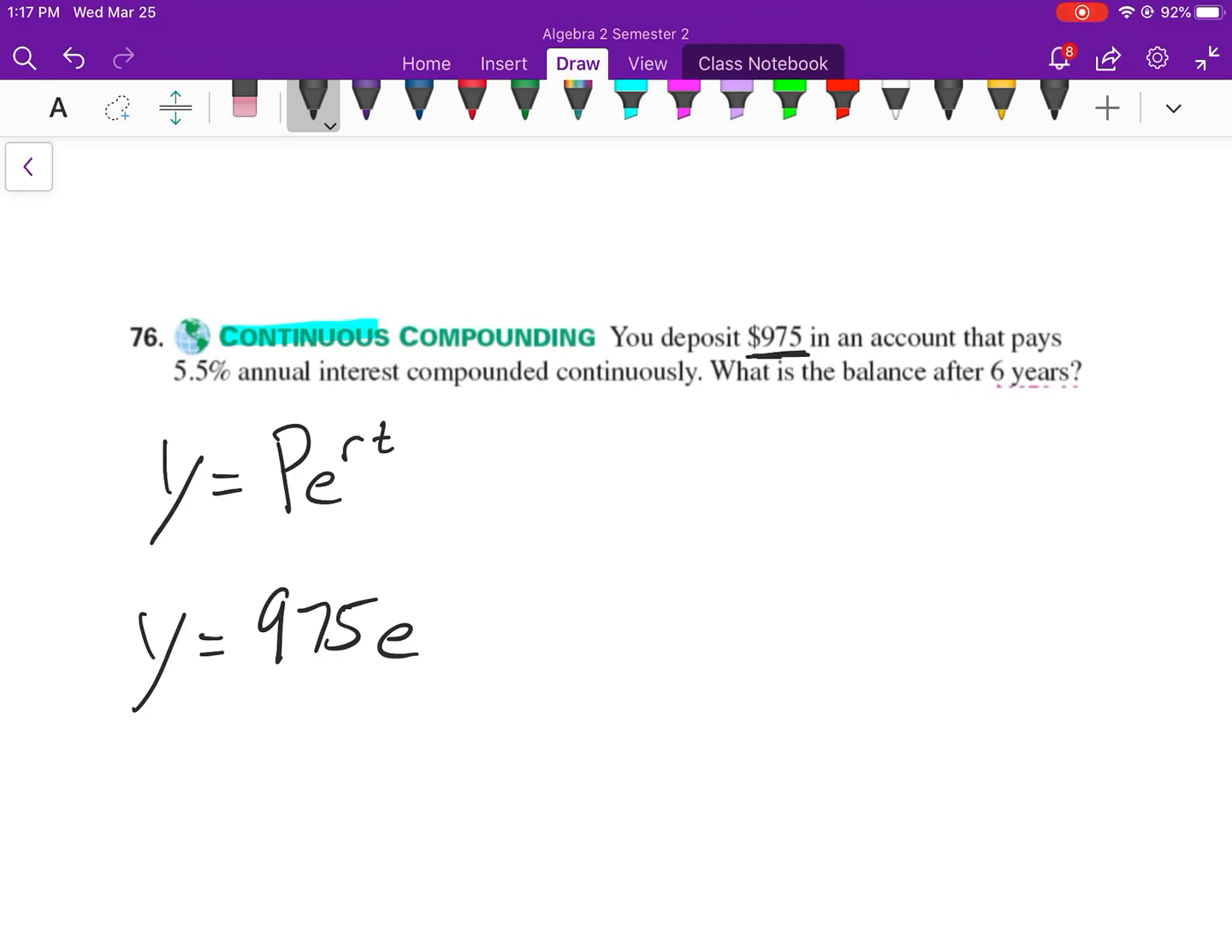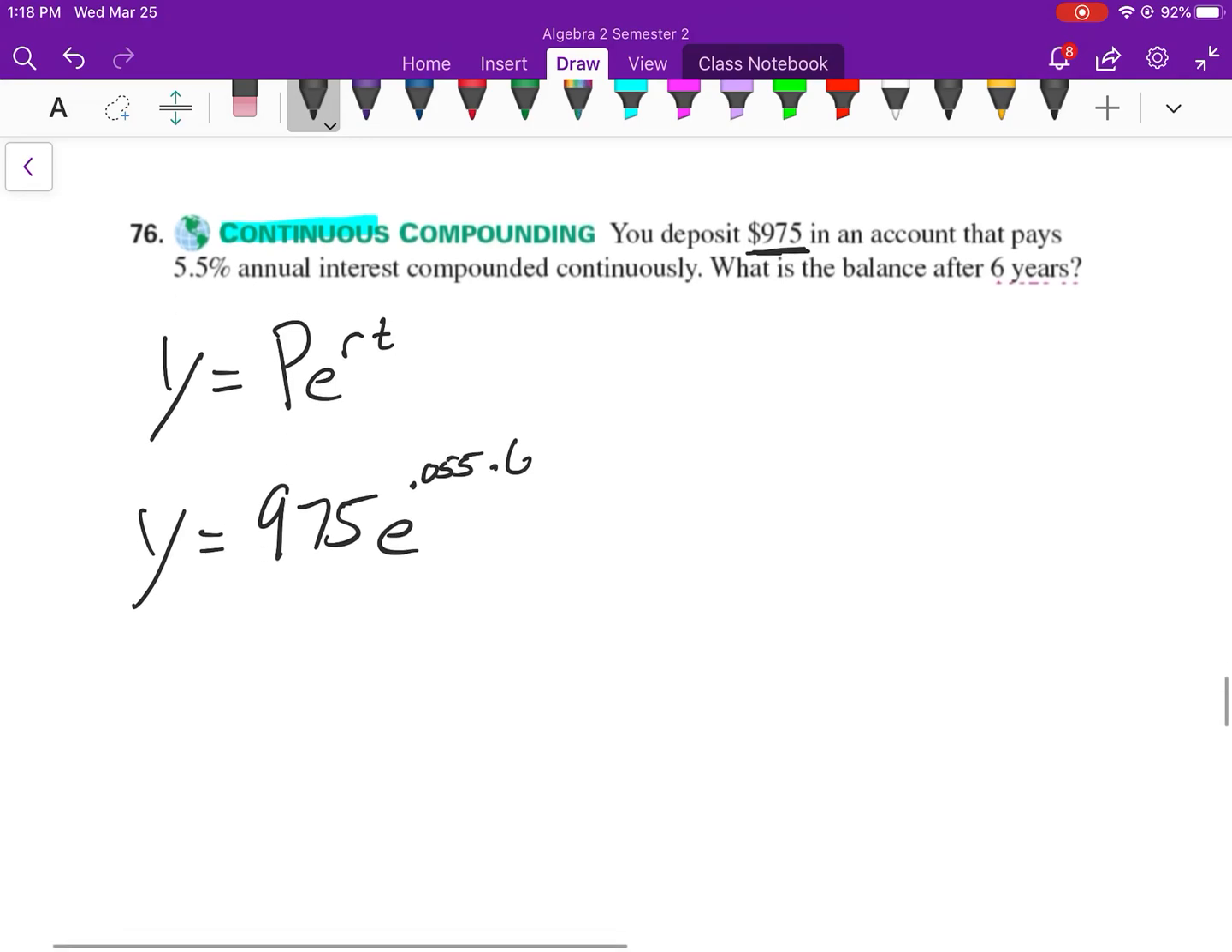E is a special number, just like pi. Okay, it's used so often in math and science that they have a special character for it. In this case, E. Okay, we have a rate of 5.5%, which is 0.055 in terms of a decimal, and it's asking for after 6 years.